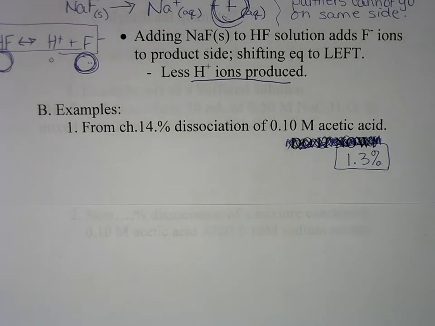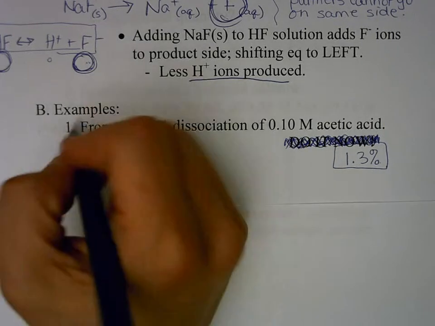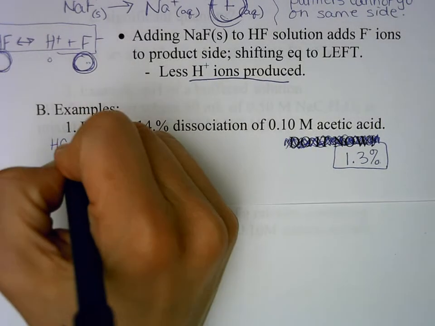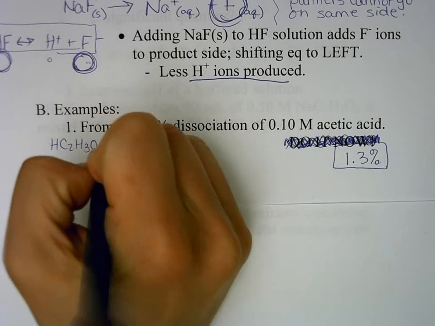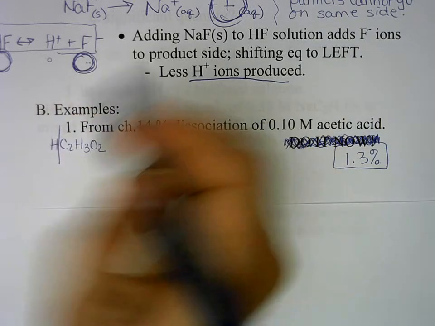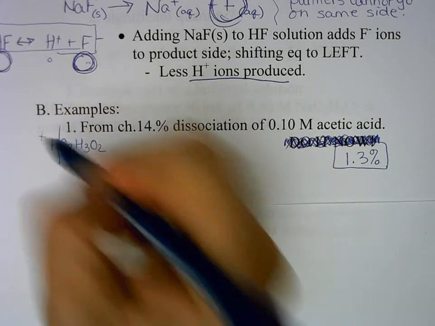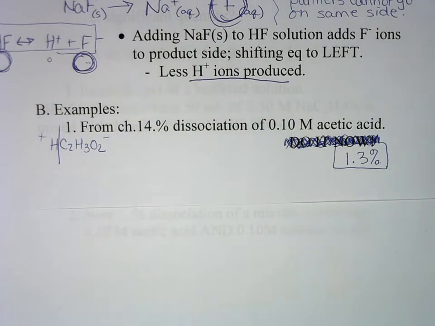So now we're going to go through and calculate the percent dissociation if we have the common ion, and then compare the two and how that affects the hydrogen ion production. As a side note, acetic acid we write like this a lot because we can see that it's acidic. We have the positive hydrogen ion and the negative acetate ion.